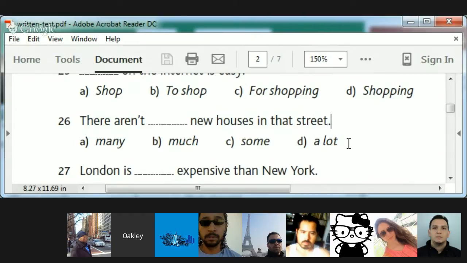Yeah, many. Yeah, very good. You got it. Okay, houses are countable. 3 houses, 16 houses, 24 houses. So we can use many here. Definitely.